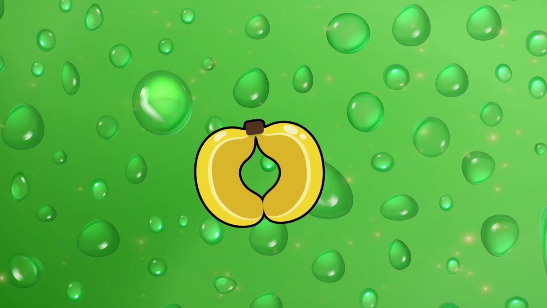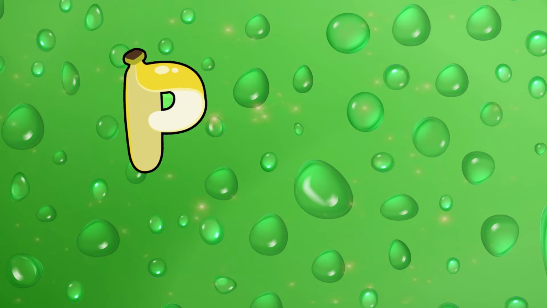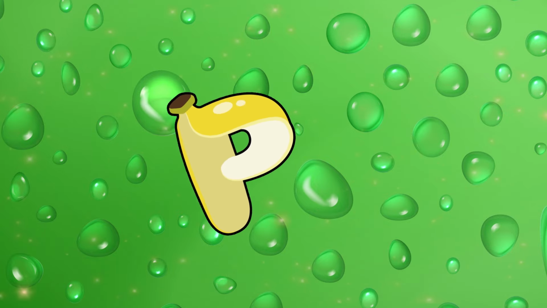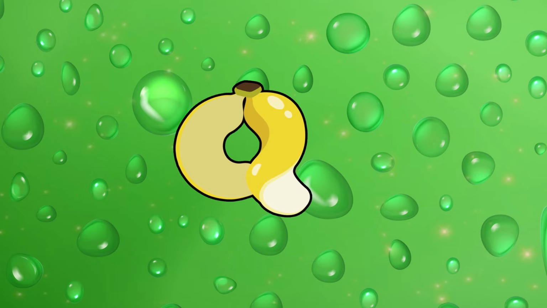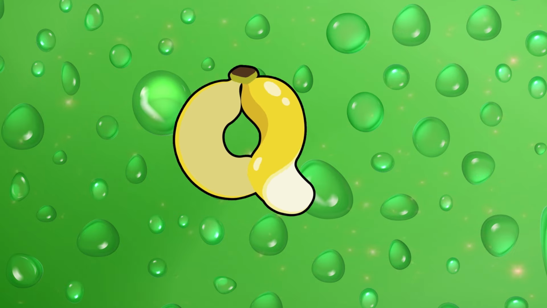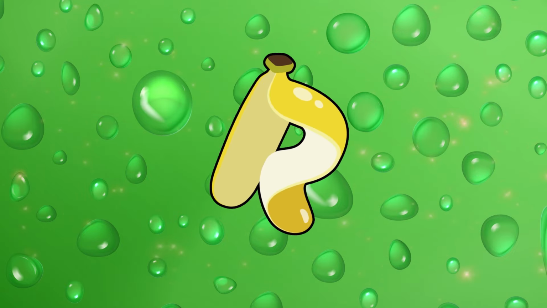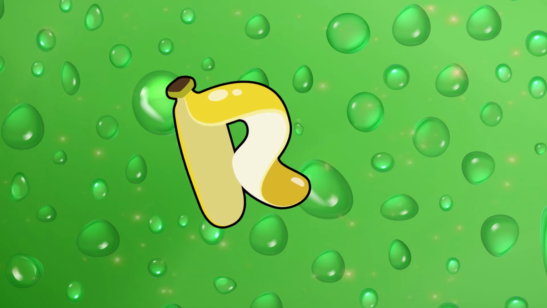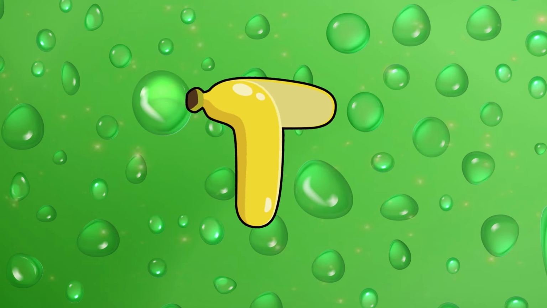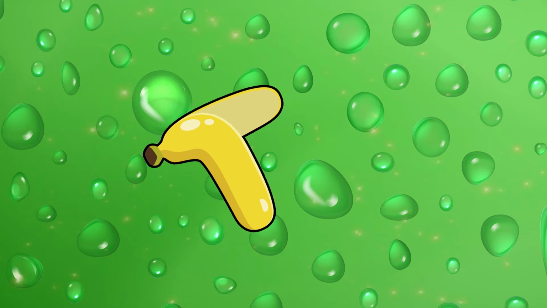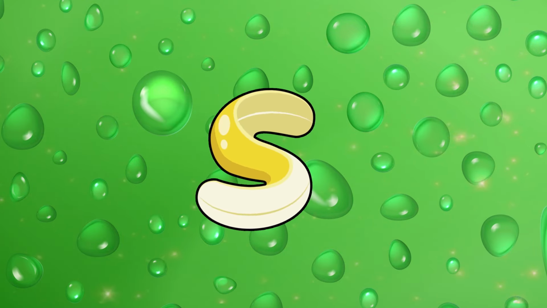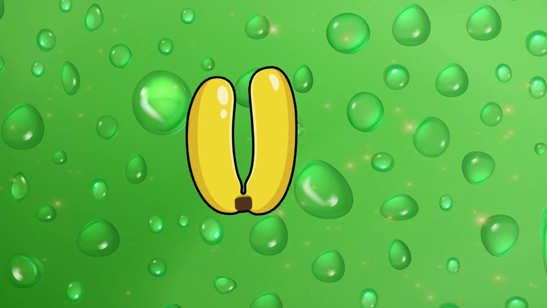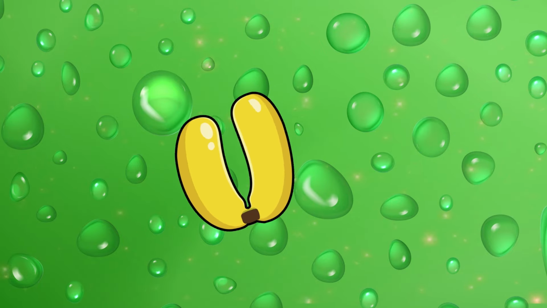O for orange. P for pineapple. Q for queen. R for radish. S for strawberry. T for tiger. U for umbrella.